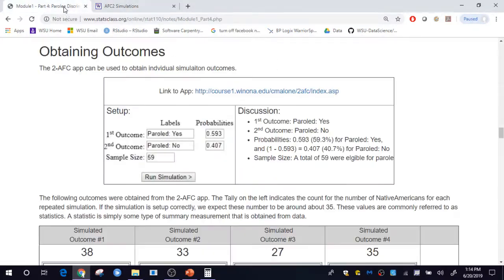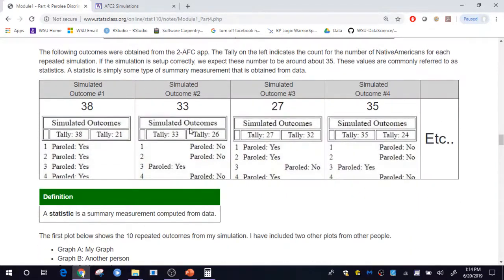Let's go back to the notes then. So I provided, looks like 4 different simulated outcomes here. I got a 38 and a 33, a 27 and a 35. And I could just keep doing that many, many times if I wanted.